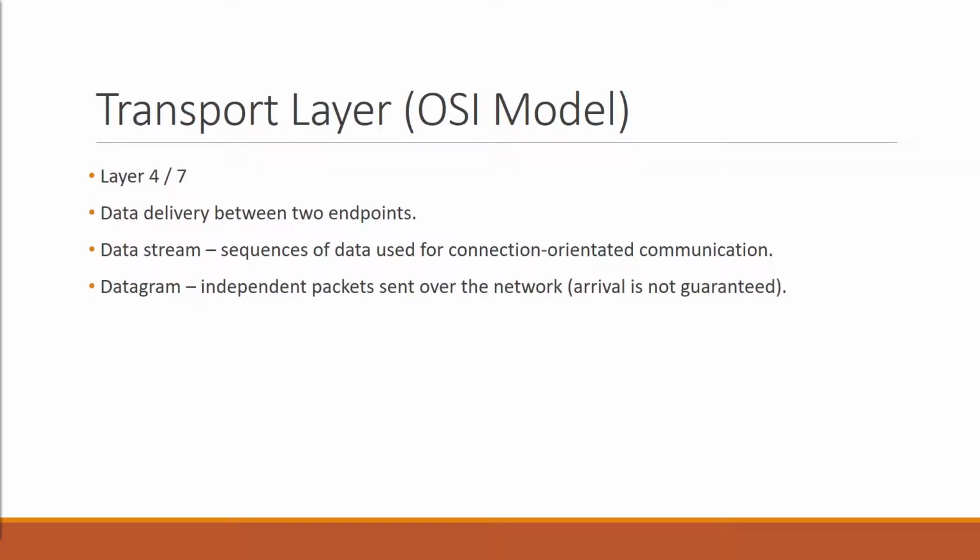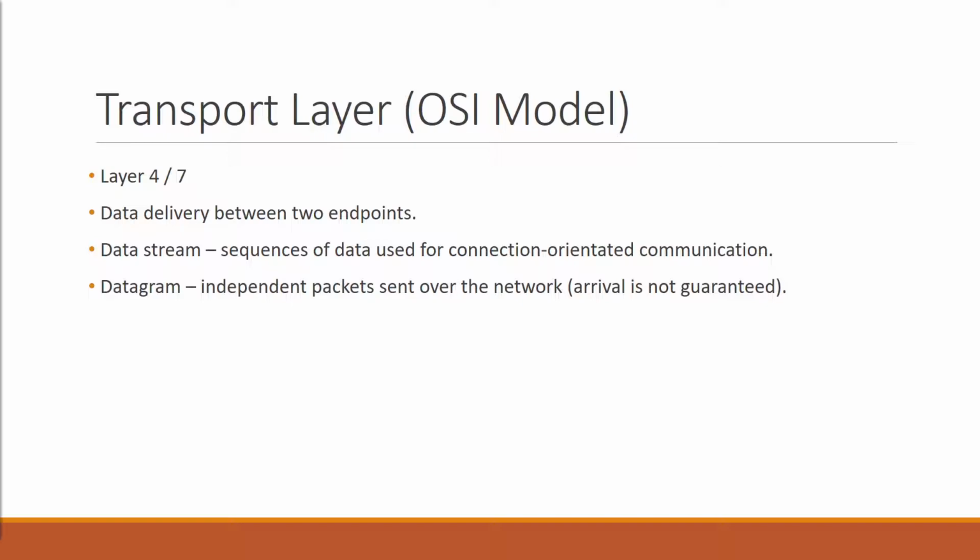So again, we're going to be working on layer 4 out of 7, the transport layer. And again, this is going to involve data delivery between 2 endpoints. And this is done through a data stream, which is a method of connection-oriented communication. TCP uses data streams, which are sequences of data packets used for communication. And TCP does this through synchronization numbers, so it can take the packets and organize them in the correct manner, if they don't already come in the right sequence.